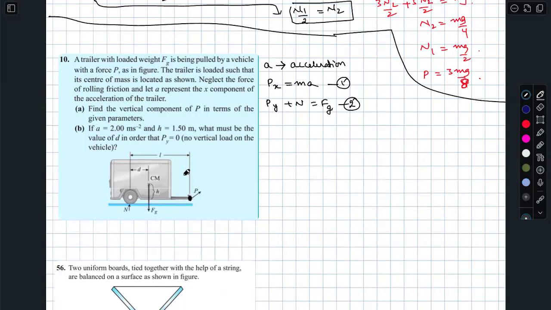Let us take, and my point is very clear. If we select some point such that we can avoid some of these forces. Anyway, no issues, it's an equilibrium. There is no alpha, you can apply about any point.